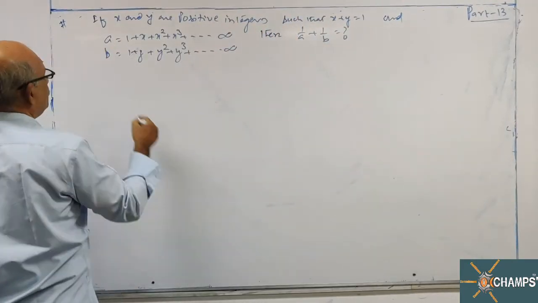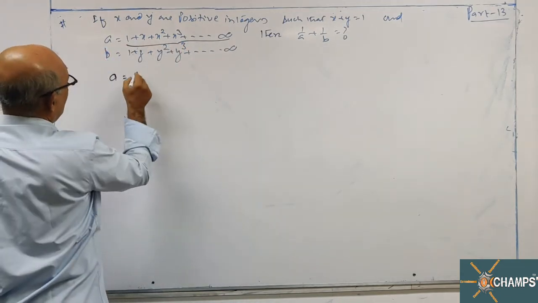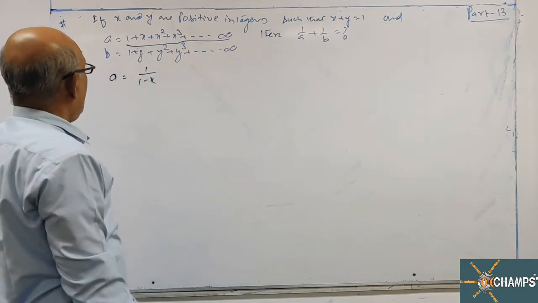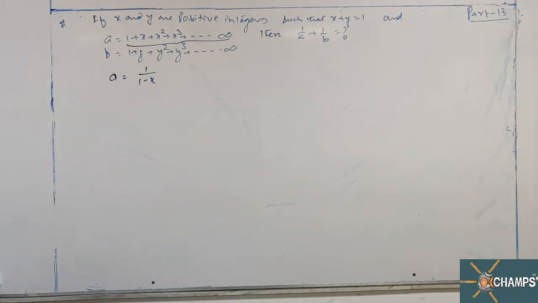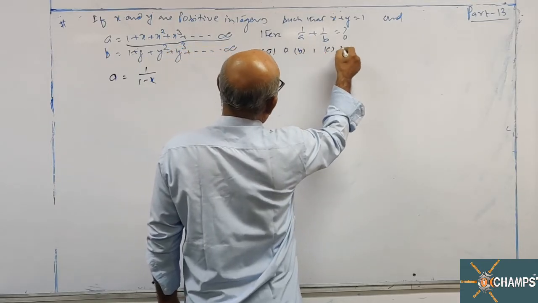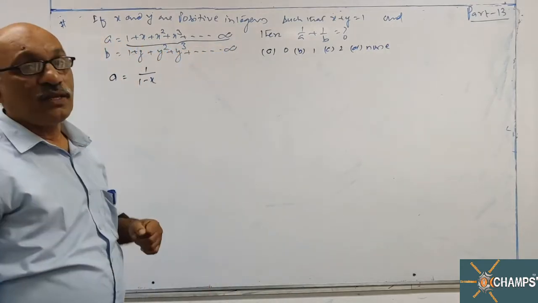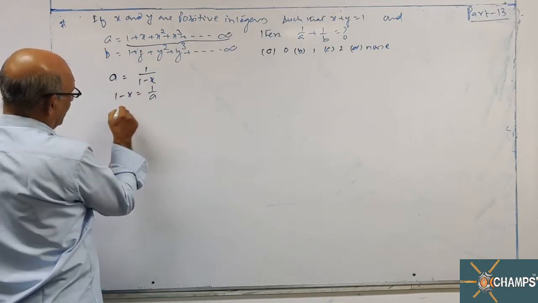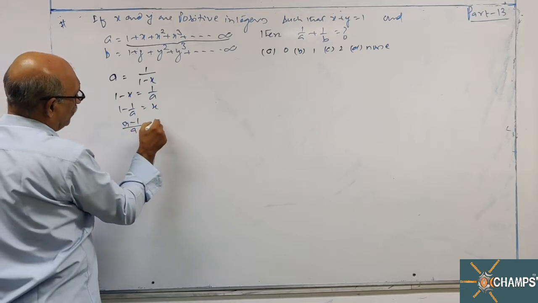Now look at this one. A is equal to, it is an infinite geometric series. So this is 1 by 1 minus x. Common ratio is x, 1 by 1 minus x. How options are given? Option A 0, option B 1, option C 2, option D none. It means we don't want A and B. 1 minus x is 1 by A. So 1 minus 1 by A is equal to x.